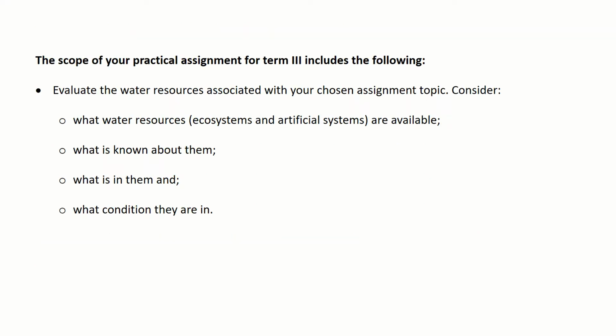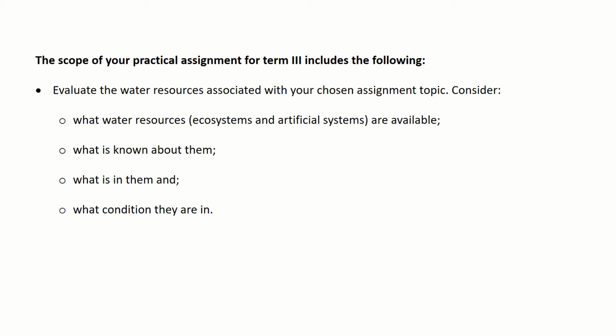The scope of your practical includes evaluate the water resources associated with your chosen assignment. So what you've got to do is you've got to look at what water resources, ecosystems and artificial systems are available. What are you working with? Classify it. Describe it. What is known about this system? Who built it? Why it was built? Where it is? What other information is available on the system? What is in them? What do we know about them? So that's got to be like a review of the biological information that is in your system, in your case study.